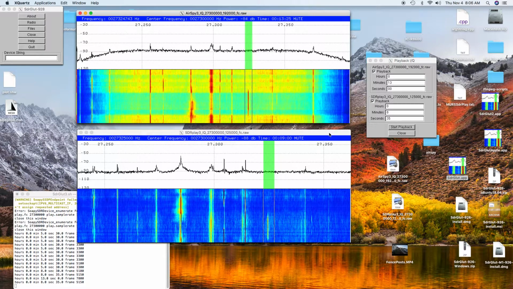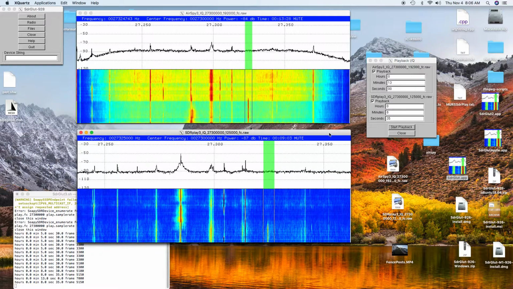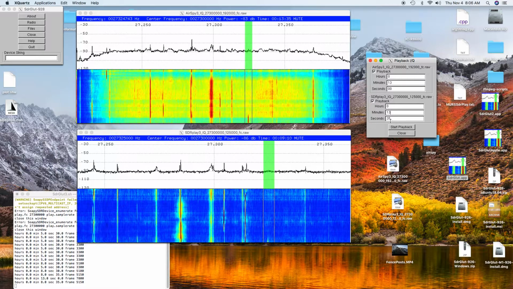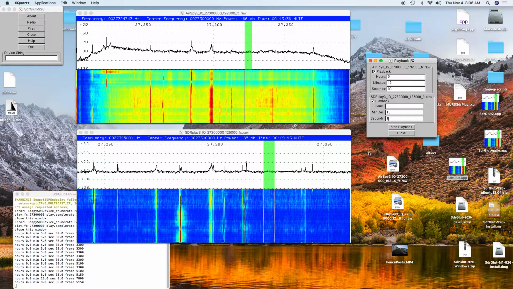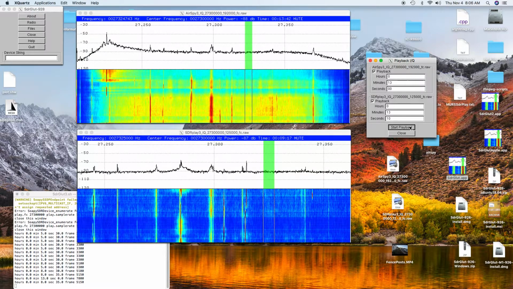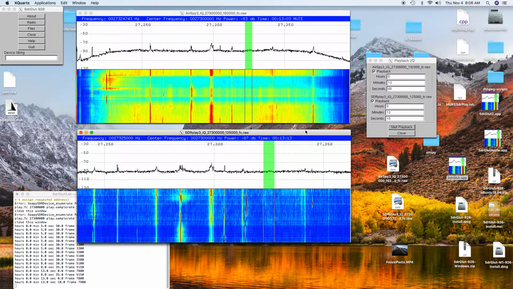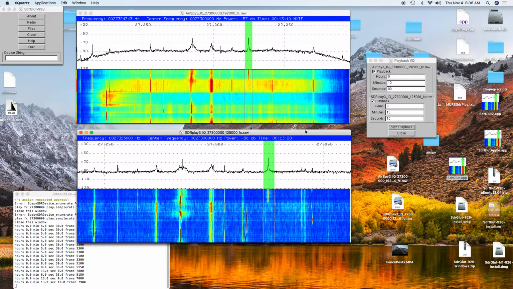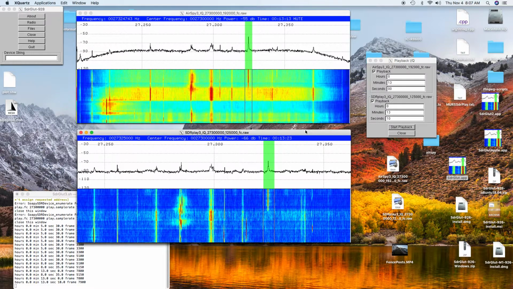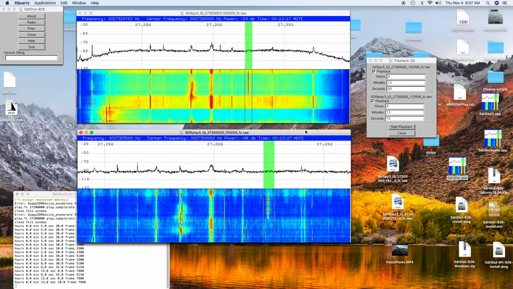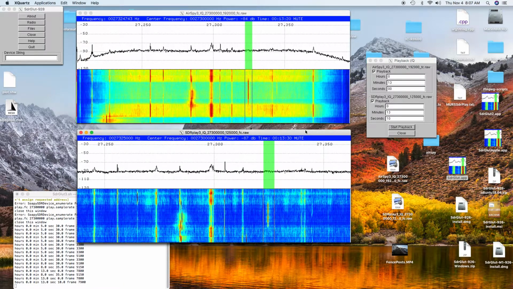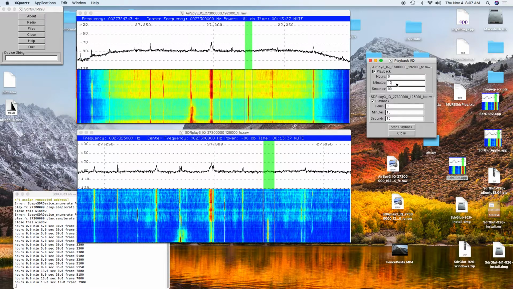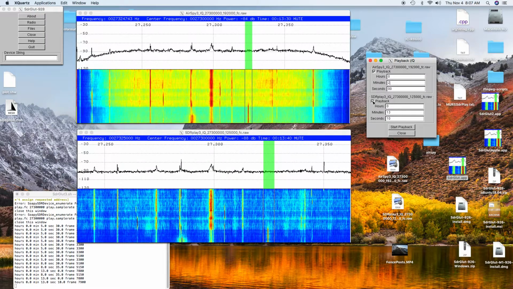And now we'll go over here to the RSPduo. 13 minutes. The RSPduo is losing time, so I gotta up the time a little bit in order to find it. And that was about 58 dB, which is down about 3 dB compared to the Airspy. And now we'll go to the last location, which is just a half a mile or so over the ridge.